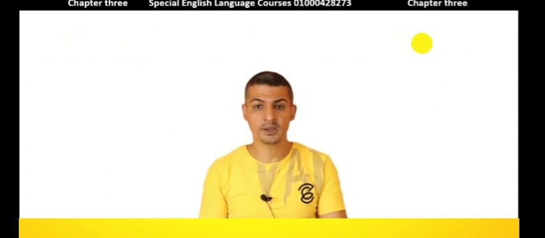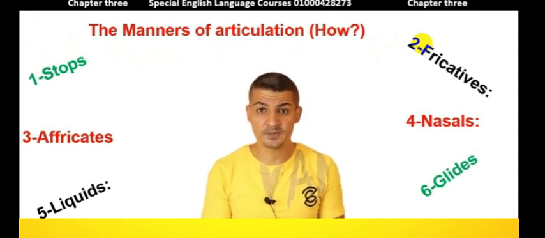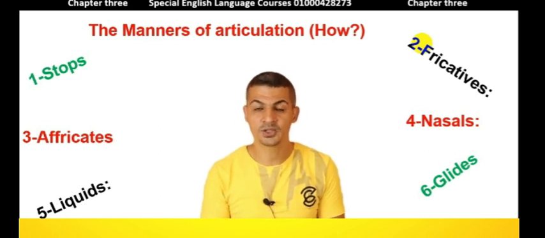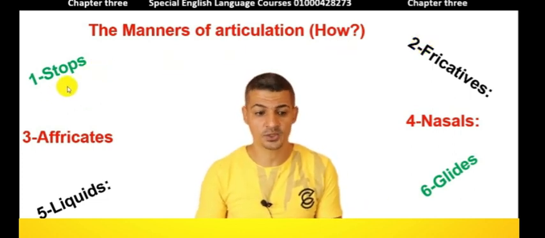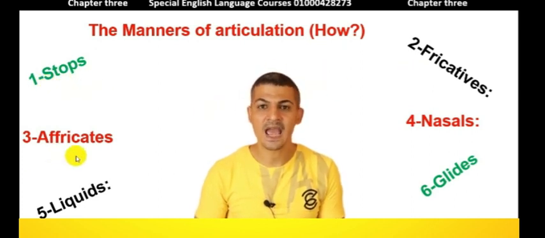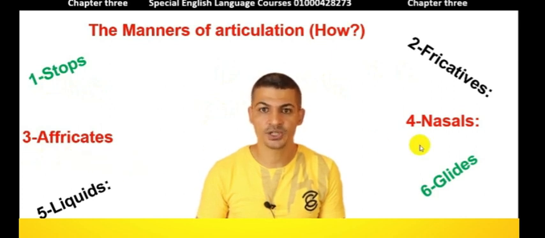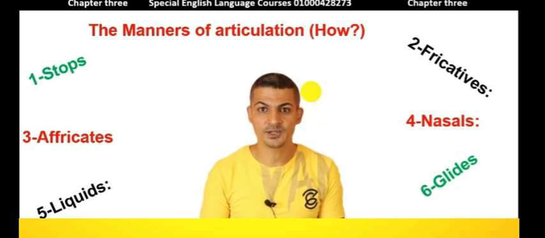In English, as you see on my screen, we have 6 manners of articulation. Each one of these manners describes the way of making or producing some specific sound. The first group is stops. Number 2, fricatives. Number 3, affricates. Number 4, nasals. Number 5, liquids. And the last manner of articulation is glides. We're going to discuss all these groups, so pay attention to me.